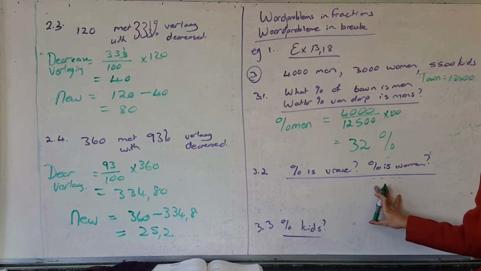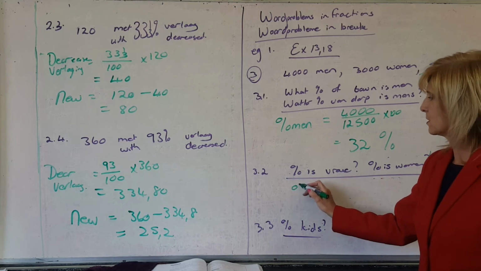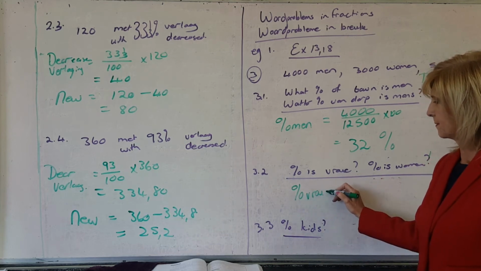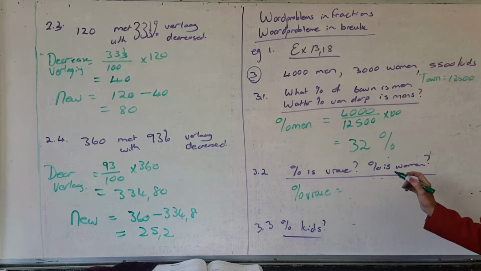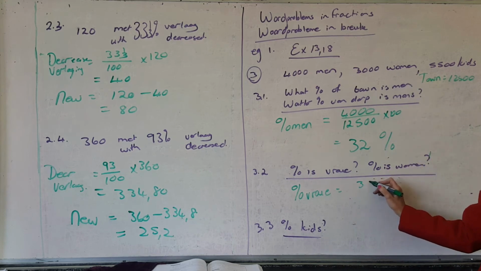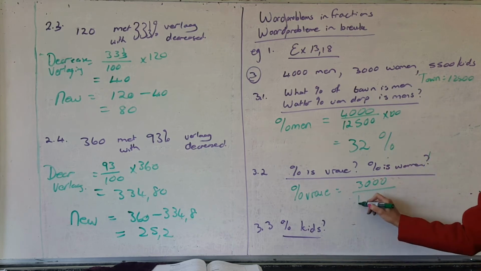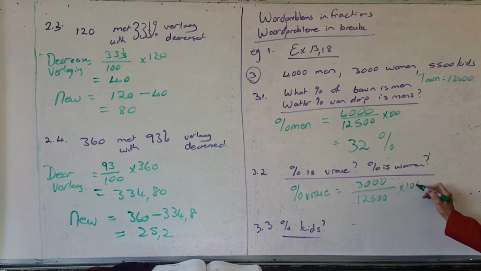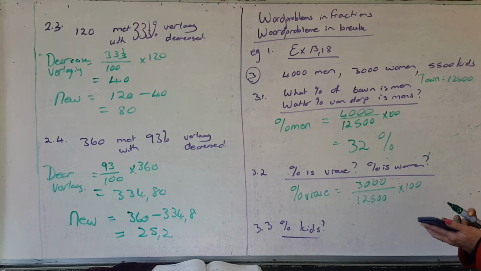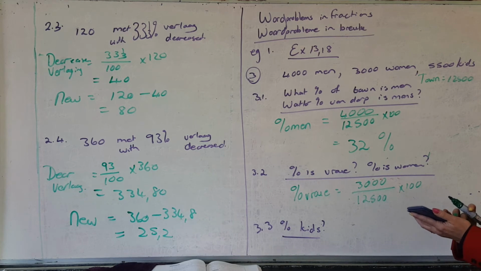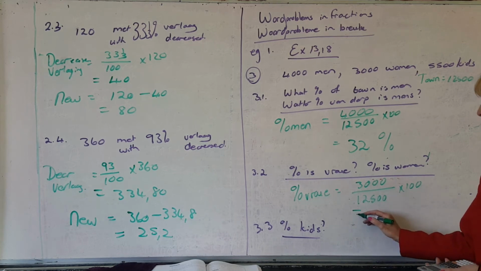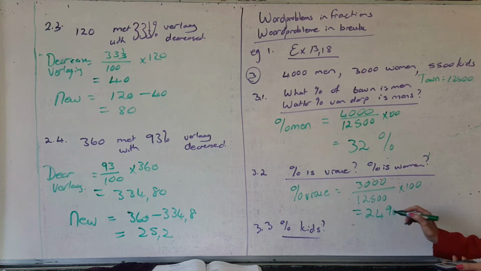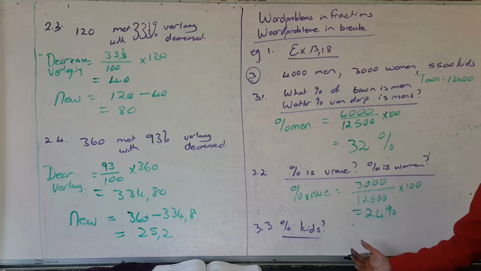The same question for the women. So wat is die persentasie vrouens wat daar is? Percentage of the women would then be there's 3,000 out of the total amount of 12,500. To get it to percentage, you're again going to have to say times by 100. So you're going to have 24%. That was women. And then exactly the same for the kids.